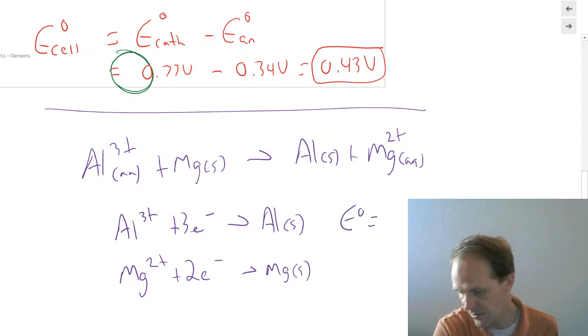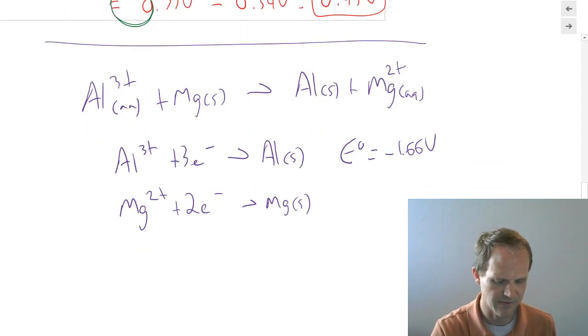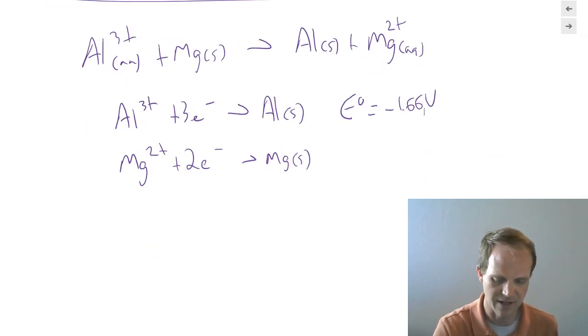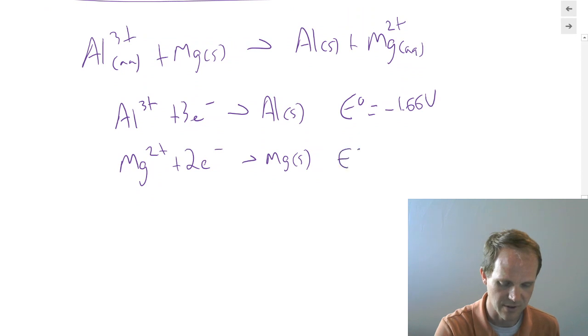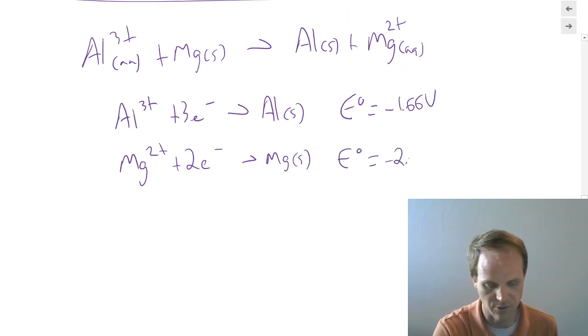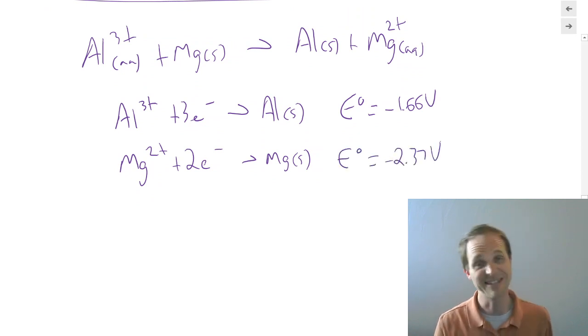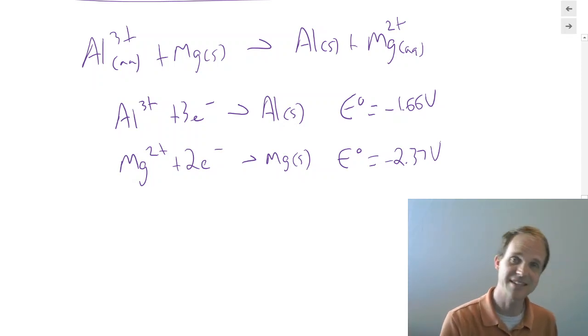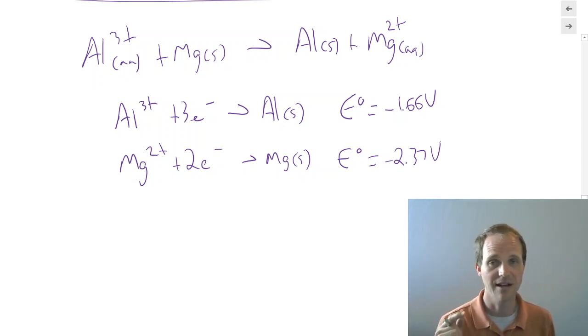E naught is equal to minus 1.66 volts. That's a very small number, right? It doesn't seem very likely to get reduced. But when you compare it to this guy, minus 2.37 volts, that one's even less likely to get reduced. And so you put the two of them together, and minus 1.66 is larger than minus 2.37. I'd rather owe you $1.66 than $2.37.